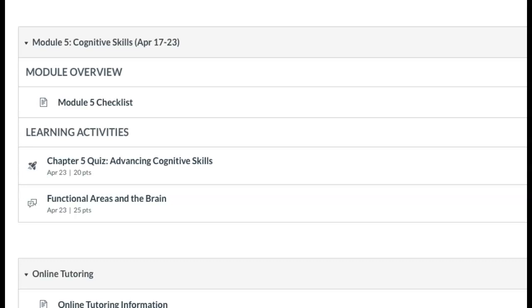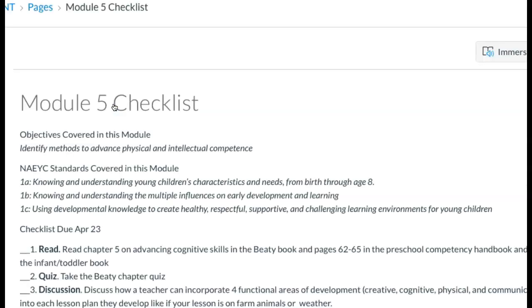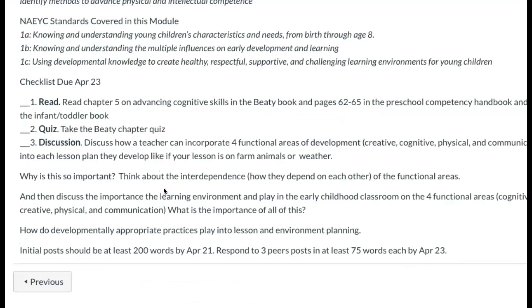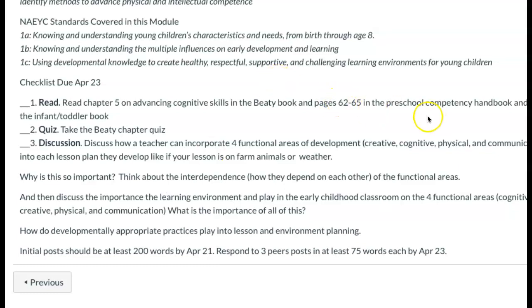We're moving on to the next functional area, Functional Area 5, over cognitive skills. For this one we have a quiz and a discussion for this week. When you're looking at the competency handbook in the infant toddler, you're looking at pages 64 through 66.